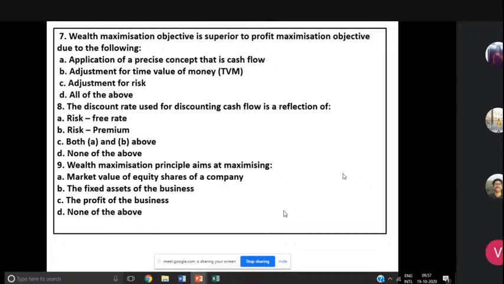Wealth maximization objective is superior to profit maximization objective due to the following. Number one, application of a precise concept that is cash flow. Adjustment for time value of money. Then adjustment for risk. Which is the answer there? All of the above. All of them. Done. Very good. Next.